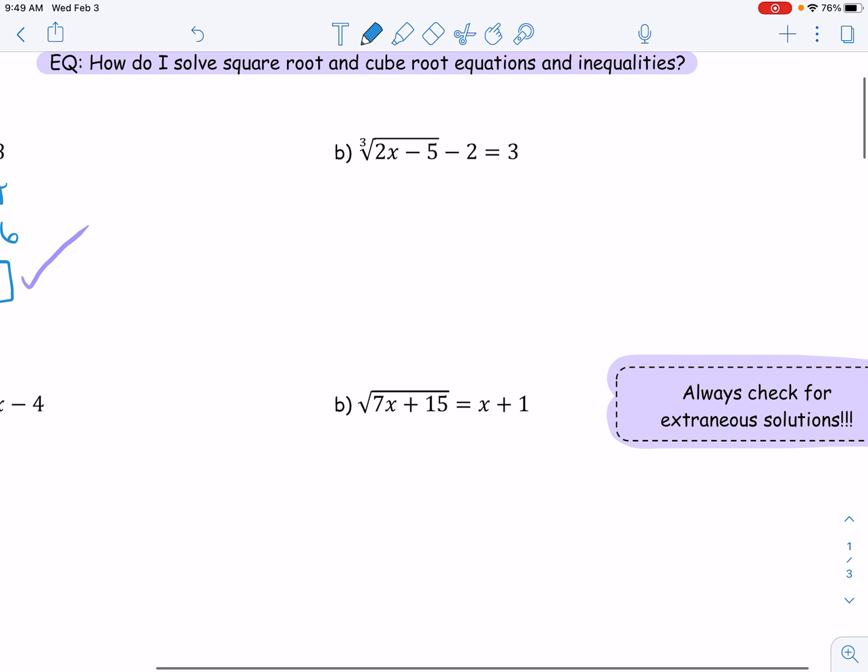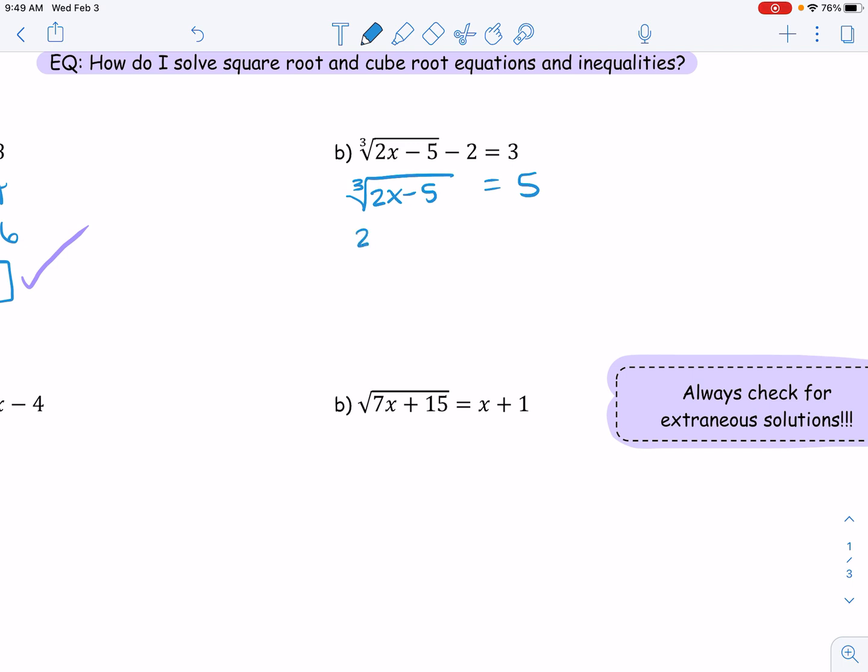This time it's a cubic root. We still need to isolate that cubic root in order to get to the x. So the first thing I'm going to do is add the 2. Now I'm taking the cubic root of 2x minus 5 equaling 5. And now I need to cube both sides, because how do I get rid of a cubic root? I'm going to cube it.